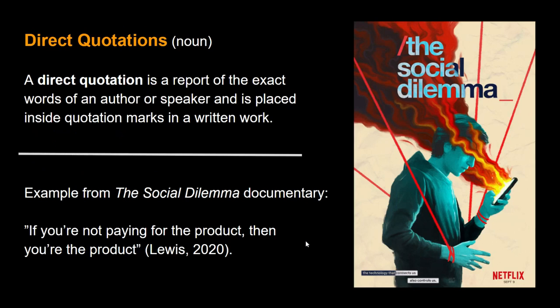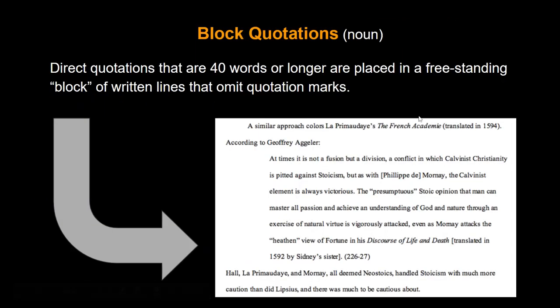Direct quotations are another way that you can cite informational sources. A direct quotation is just a word-for-word, exact quote from the author that wrote the source you're referencing. So if I wanted to quote something that was said in the Social Dilemma documentary, I would put it in direct quotations with the author, or whoever said the quote, and the year that was published.